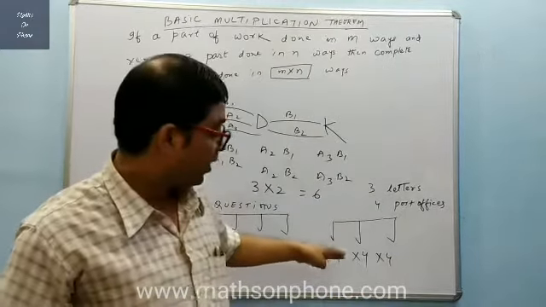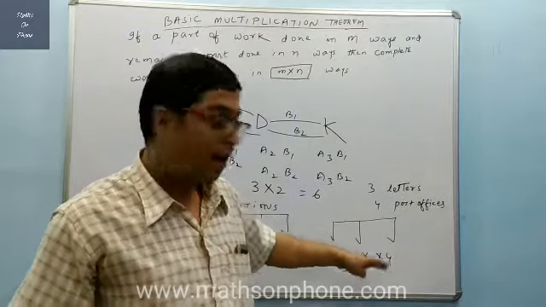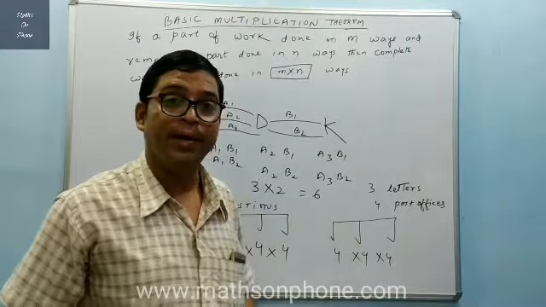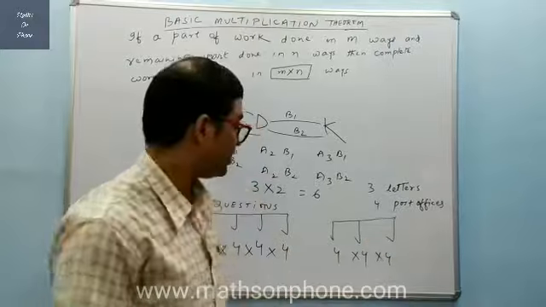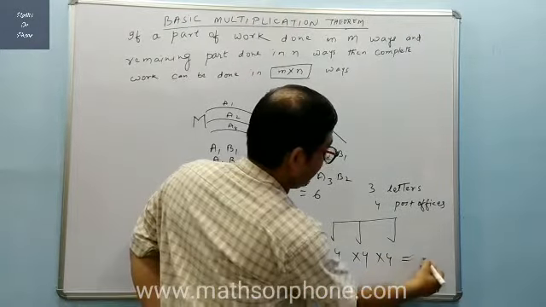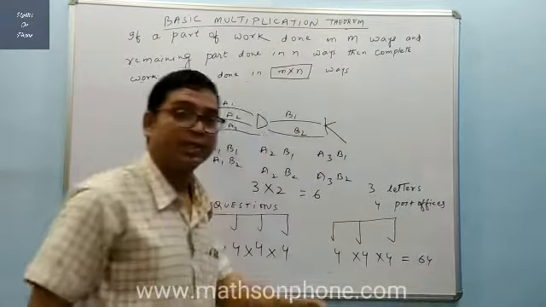I am just keeping on multiplying until my work is complete, when I have posted all the 3 letters. So what is it coming out to be? This is coming out to be 64 ways.